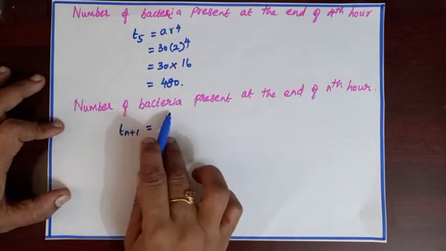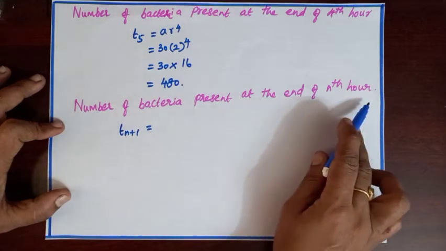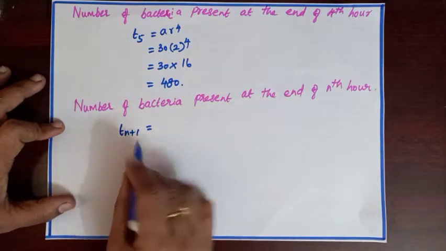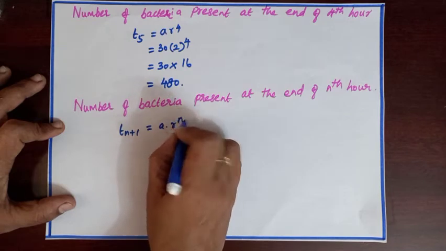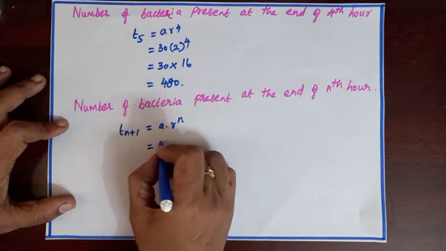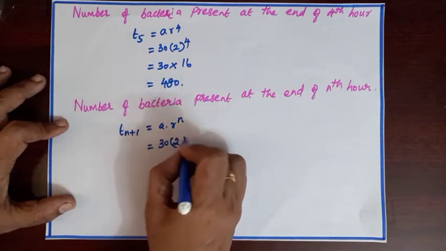Next, the number of bacteria present at the end of the nth hour: T(n+1) is equal to A R^n, where A is 30 and R is 2, so 30 times 2^n.